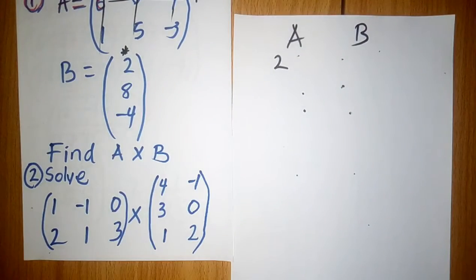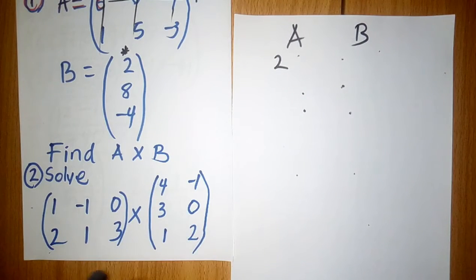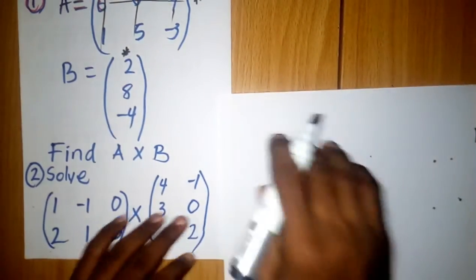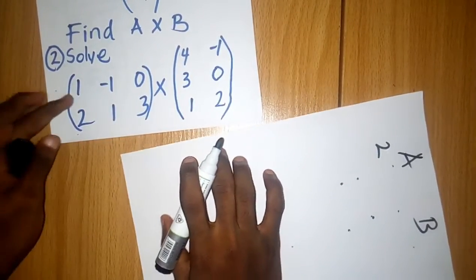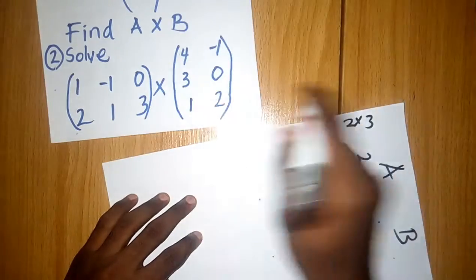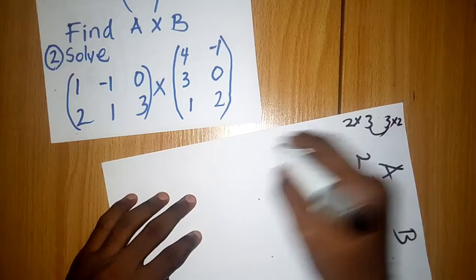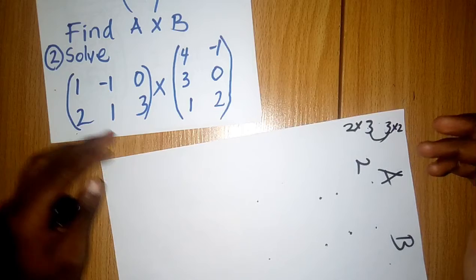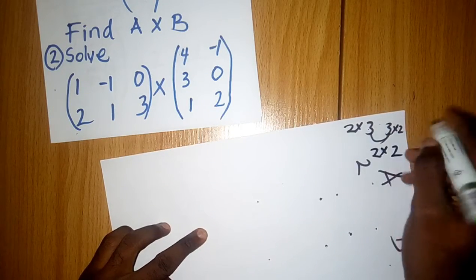Okay, so going to example 2, we are solving, let me turn it like this because of space. We are going to be looking at this. So this is a what? A 2 by 3, and this is also a 3 by 2. So you see that they have equal column and row. Okay, so this will be a 2 by 2 matrix.